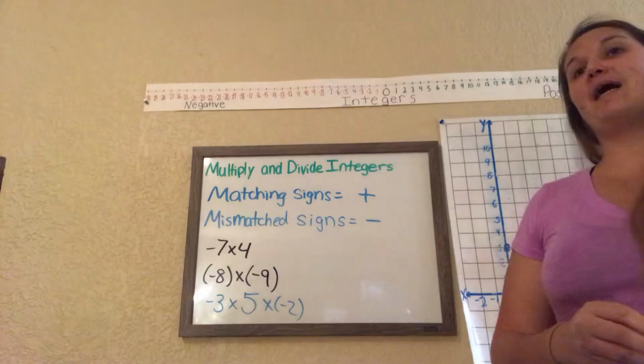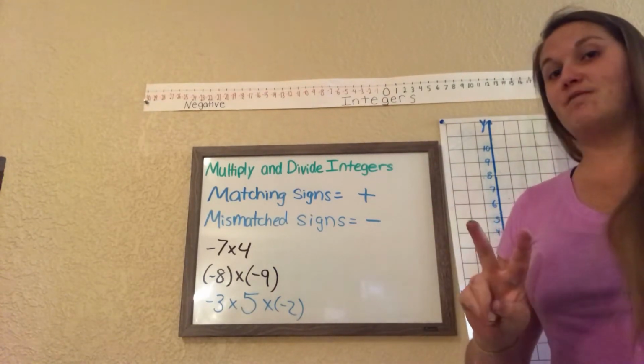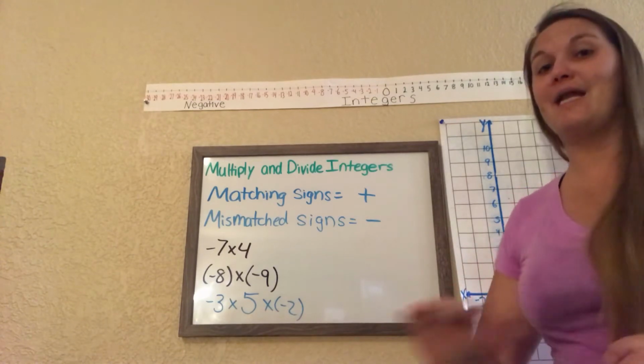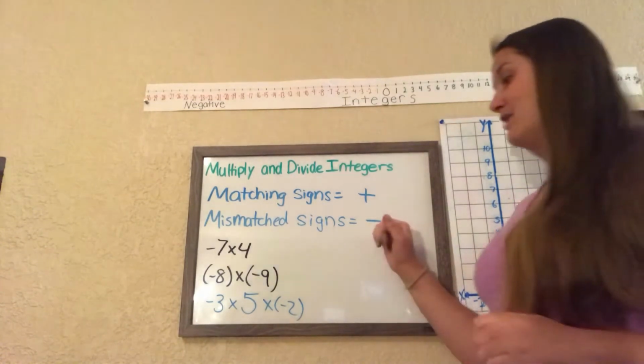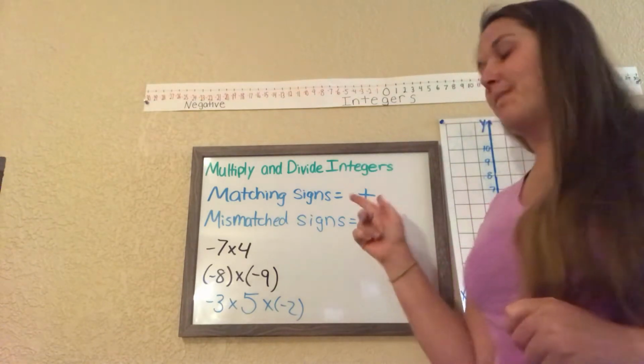It doesn't matter, are there more negatives or more positives? That doesn't matter. When it comes to multiplication and division, if the signs are mismatched, you get a negative answer, okay? So if I had -10 divided by a +2, that should equal a negative number, okay? If the signs are mismatched, it's a negative answer. If the signs are matching, it's a positive answer.